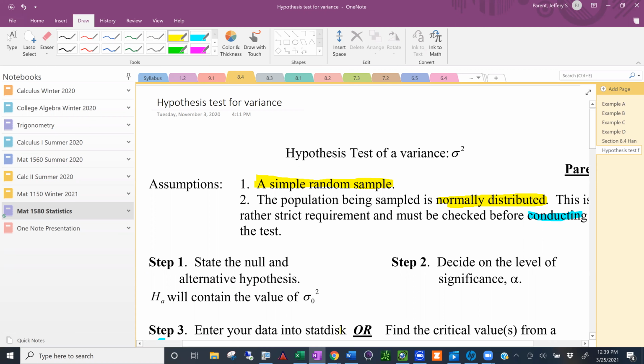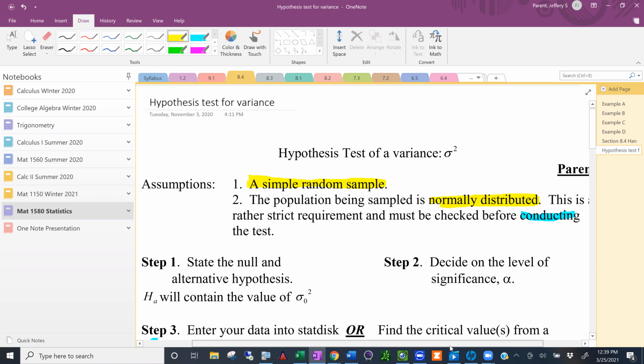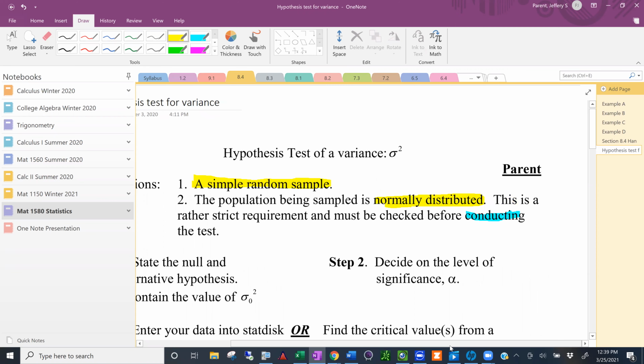The one thing that we can do something about is this requirement, that the population has to have a normal distribution. Now, there's a couple ways you can check this. You can check it through the Explore Data option in StatDisk, or you can just do normality assessment. Both of them will give you a histogram and normal quantile plot.